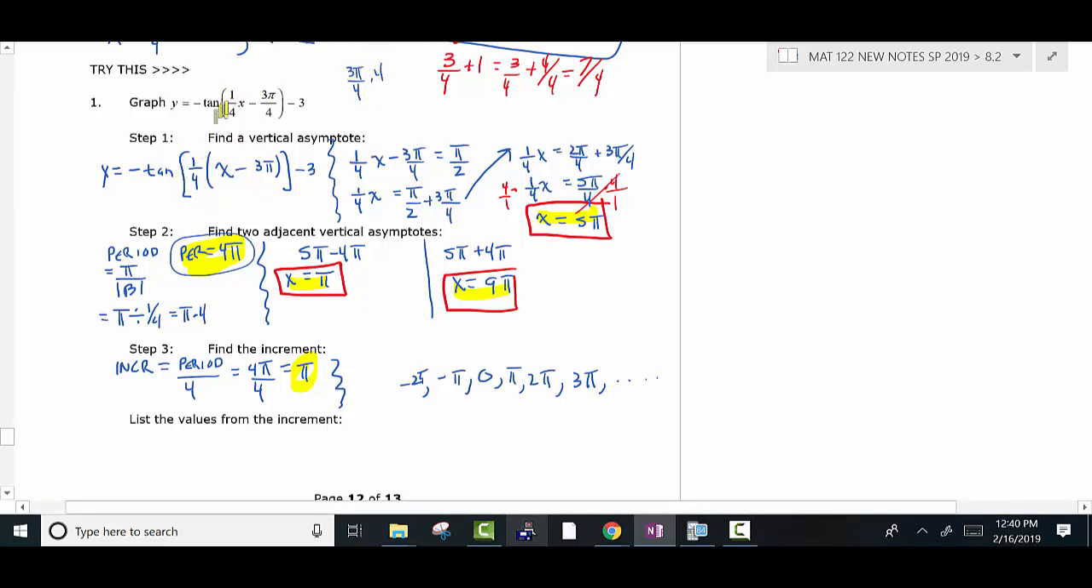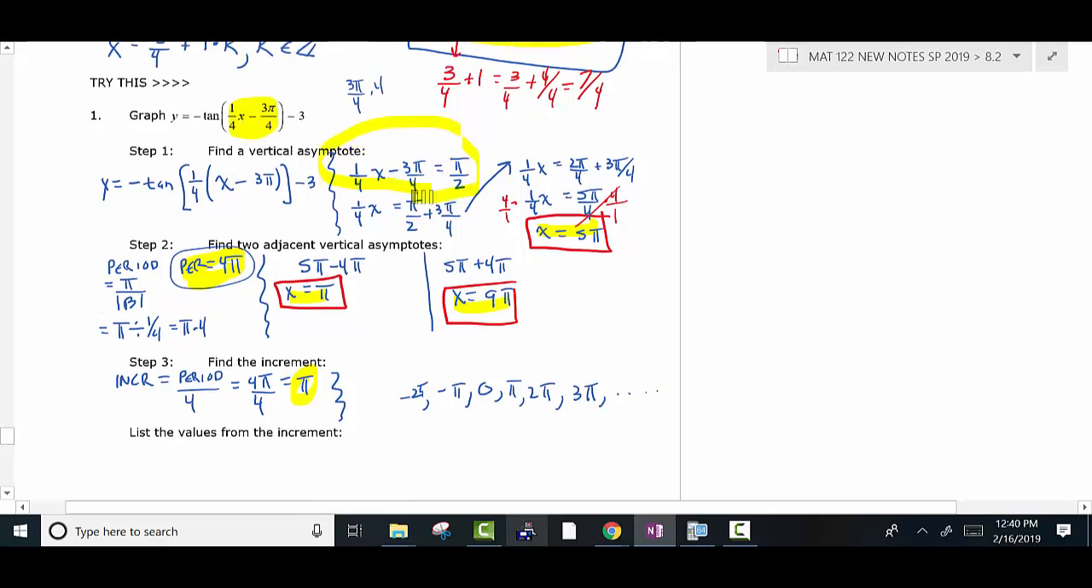So it doesn't really matter that you do a factored form on this. It's not really necessary. But the key thing is, you want to take the argument and set it to pi over 2, because the tangent is undefined at pi over 2. If you solve this equation, I basically just moved the 3 pi over 4 to this side, got a common denominator, so I got 5 pi over 4 and multiplied both sides by 4 to get 5 pi.